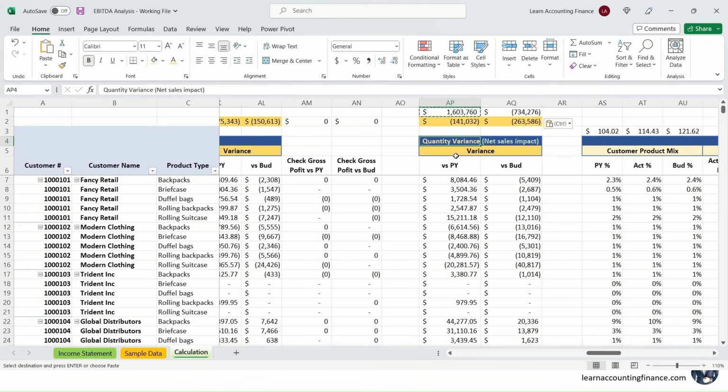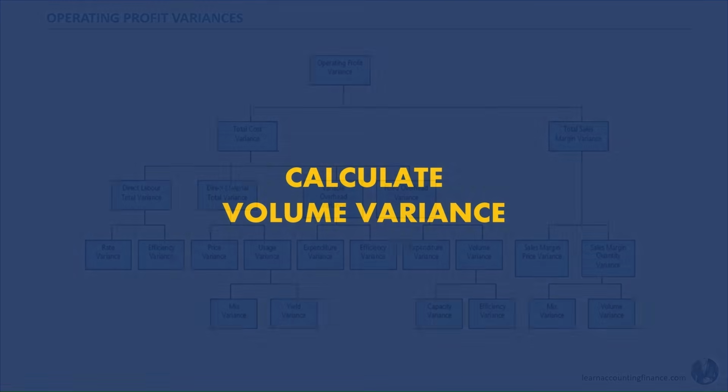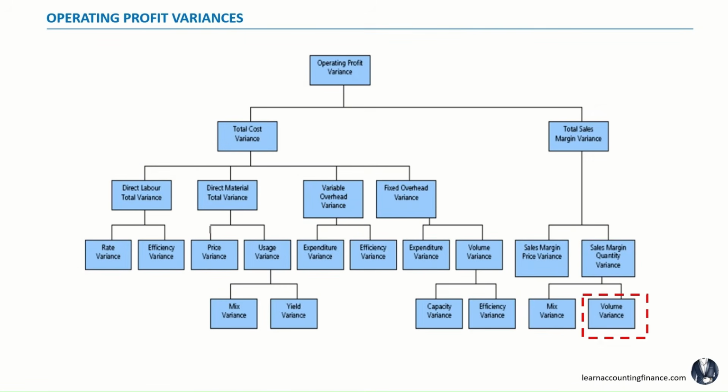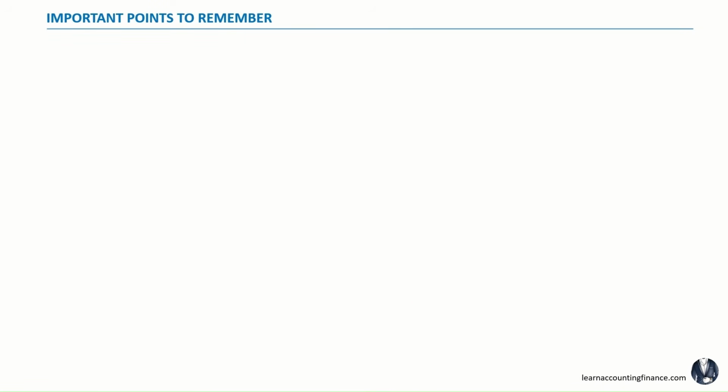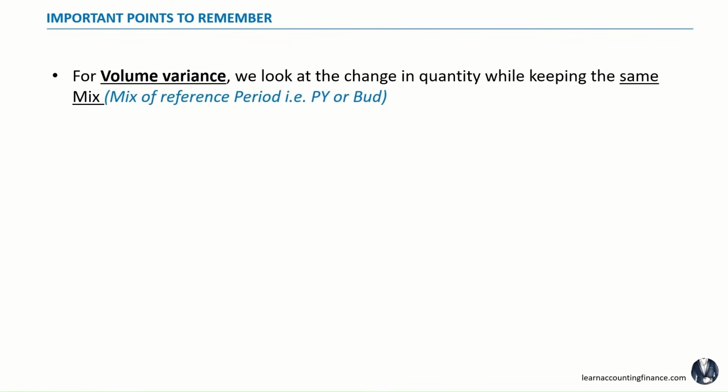This is important and will play into our calculation later. Now it's time to calculate the volume variance. Here are some important points to remember to help with calculating volume and mix variance. First of all, for volume variance, we look at the change in quantity while keeping the same mix.